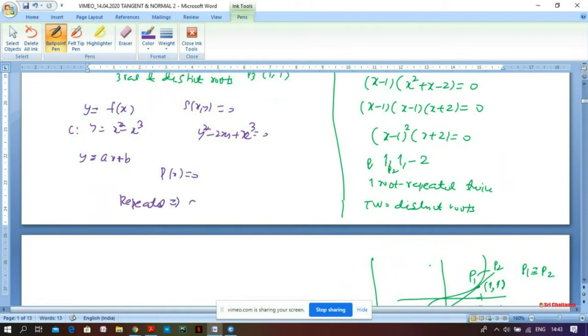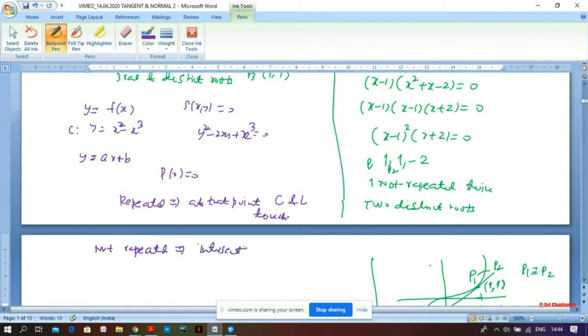that means that at that point the curve C and the line L touch. If they are not repeated, it implies they intersect. Repeated twice means alpha, this type of root.